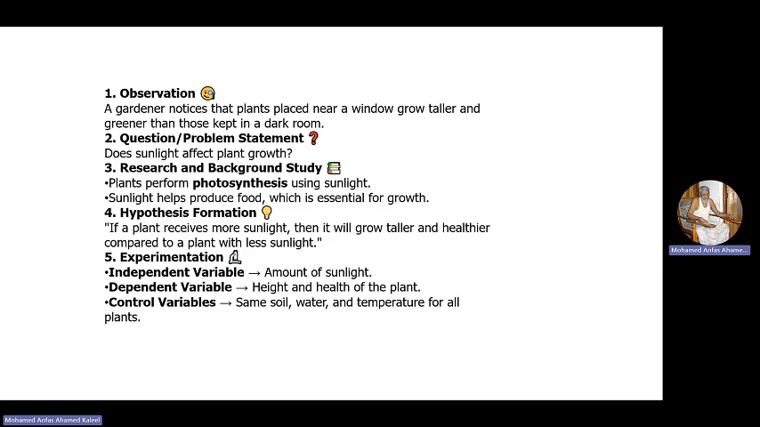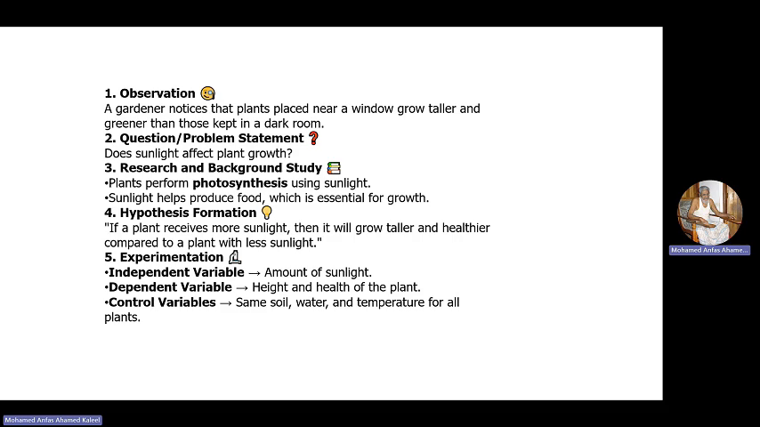So it should be in a controlled manner. The experiment has to be done in a controlled manner because if we change the soil, we could say that because of the soil, the health and height of the plant changed. That's why we have to keep the same type of soil.